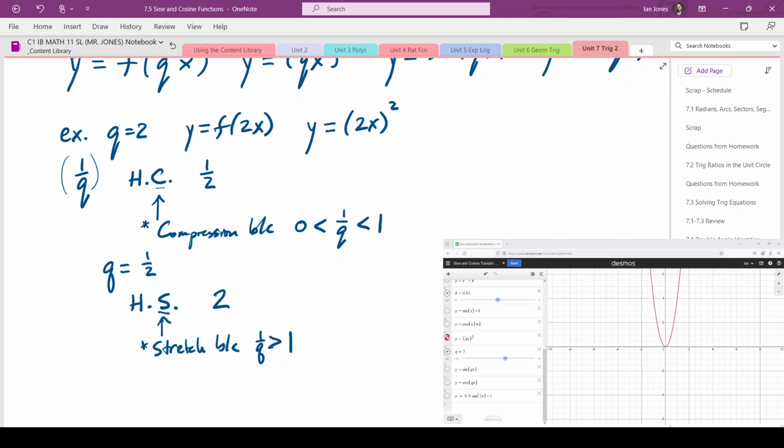And if I come over to the graph here and I make this a half, you can see we've got a horizontal stretch. It's stretching out in the horizontal direction, which is equivalent to a vertical compression, but it's a horizontal stretch. Okay. Now let me just quickly show you a connection between these.